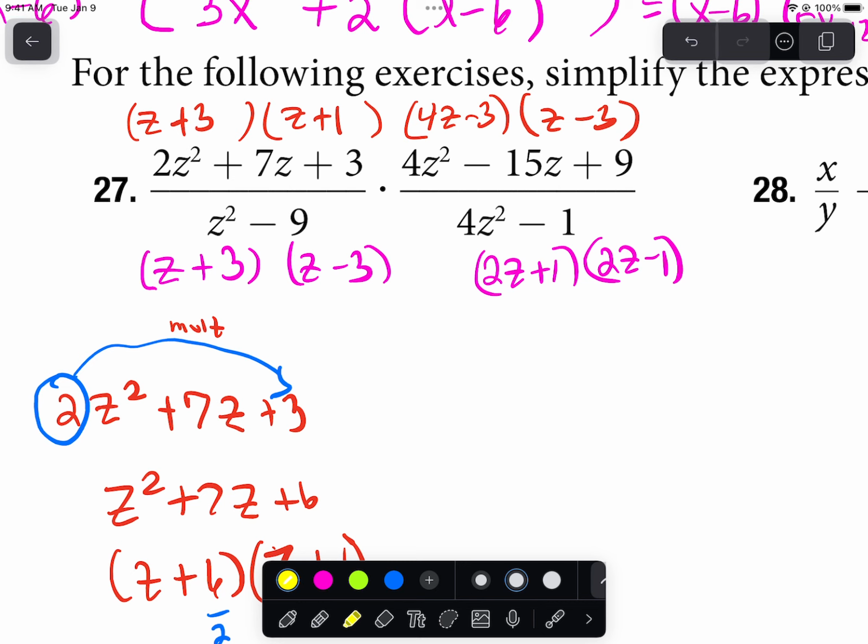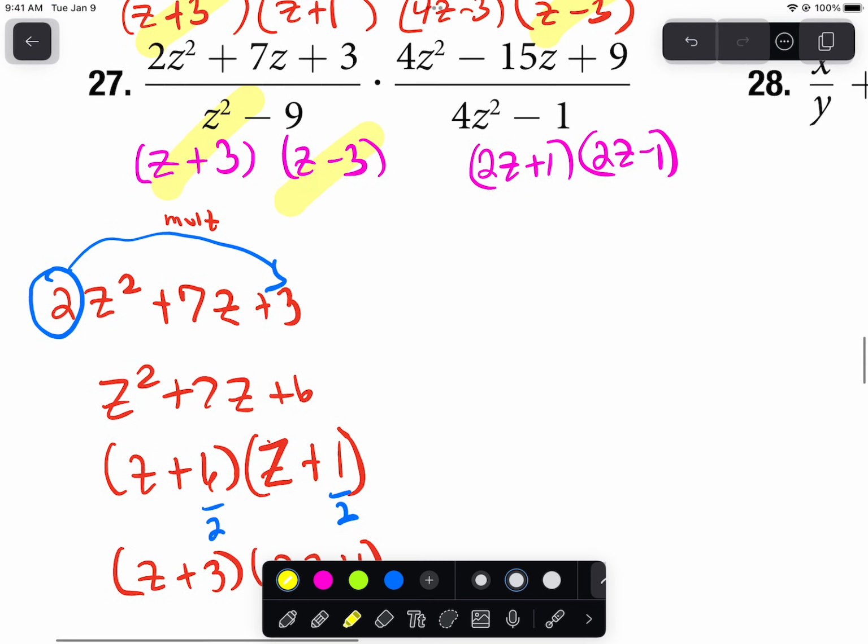Okay, so now let's start canceling out. I see a z plus 3 and a z plus 3. What else do you guys see that can cancel? Do we have anything else left? Oh, yes, we do.